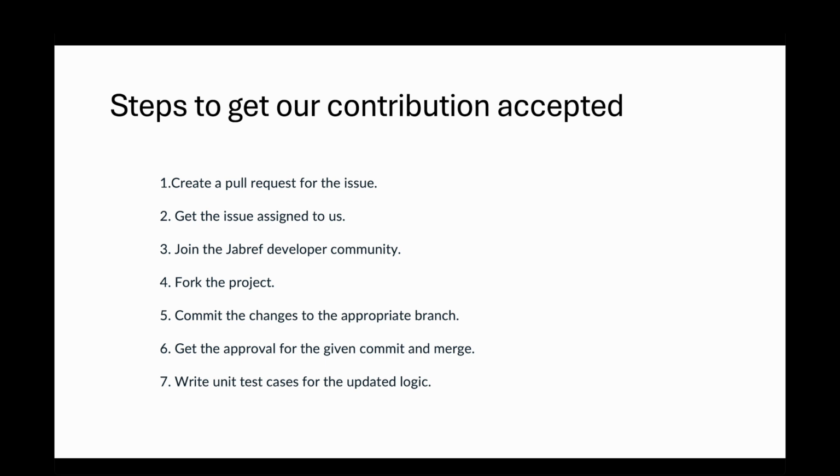The steps we're going to be following to get our contribution accepted is obviously to create a PR first, then drop a comment there as well, asking the repo owner to assign it to us. We're also planning to join the JabRef developer community. I think there's a Discord channel as well, so if we run into issues with setting up the project, we're going to be discussing stuff on there. Then we're going to fork the project, commit the changes to the appropriate branch, get approval for the commit, and then finally merge it. We are also planning to write unit test cases for the functionality.